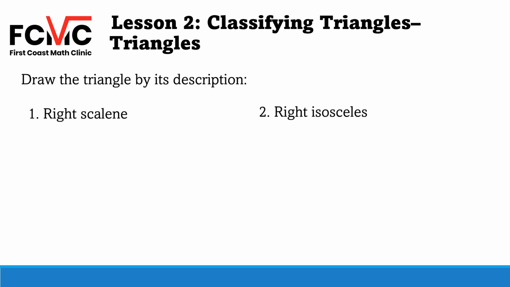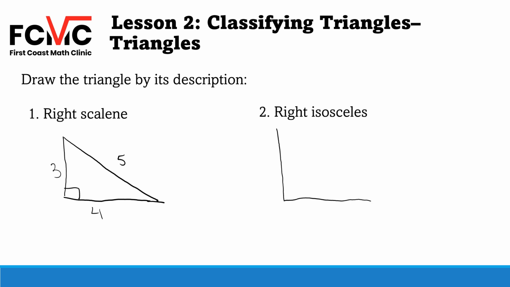Okay, so for numbers 1 and 2, we want to draw the triangle given its description. So number 1, we want a right scalene triangle. So we want a right triangle. And if it's scalene, none of the sides are going to be equal to each other. So we could draw this in. Have our right angle here, and then we can make this maybe a 3, 4, 5 right triangle. And if we want a right isosceles, we'll draw our right triangle. And now we want 2 sides to be equal. So I'll make the 2 legs equal. We'll make this 4 and 4.